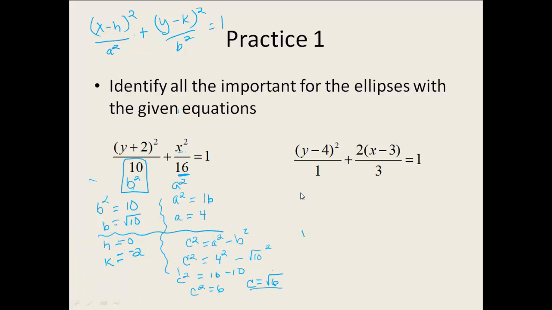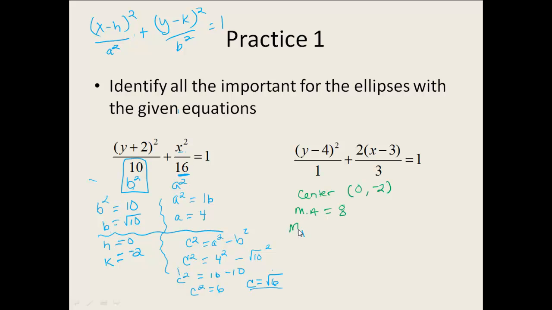And I'm just going to go right down the list I have in my flip book. So my center is at h, k. Well, I found h and k to be 0, negative 2. So I'm going to have 0, negative 2 for my center. Then my major axis length, that is going to be 2 times a. Well, my a value I have identified as 4. 2 times 4 is 8.